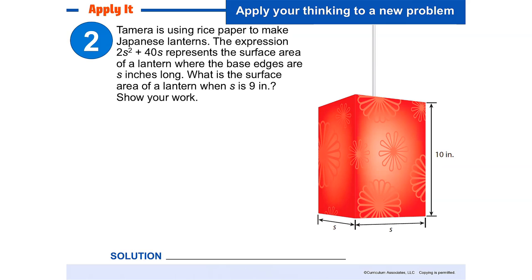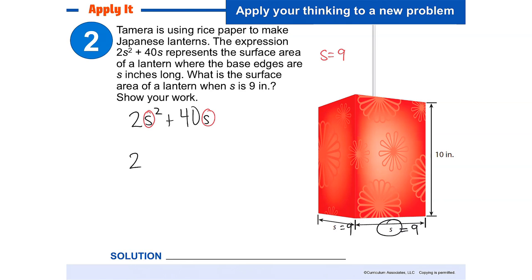And now looking at number 2, it says Tamara is using rice paper to make Japanese lanterns. The expression 2s squared plus 40s represents the surface area of a lantern where the base edges are s inches long. What is the surface area of a lantern when s is 9 inches? So now instead of having a variable, they've given us a value. So I know that these are going to be worth 9. So I'm going to write my expression 2s squared plus 40s. But then they've told us that s equals 9. So anywhere I see an s, I'm going to replace it or substitute it with a 9.